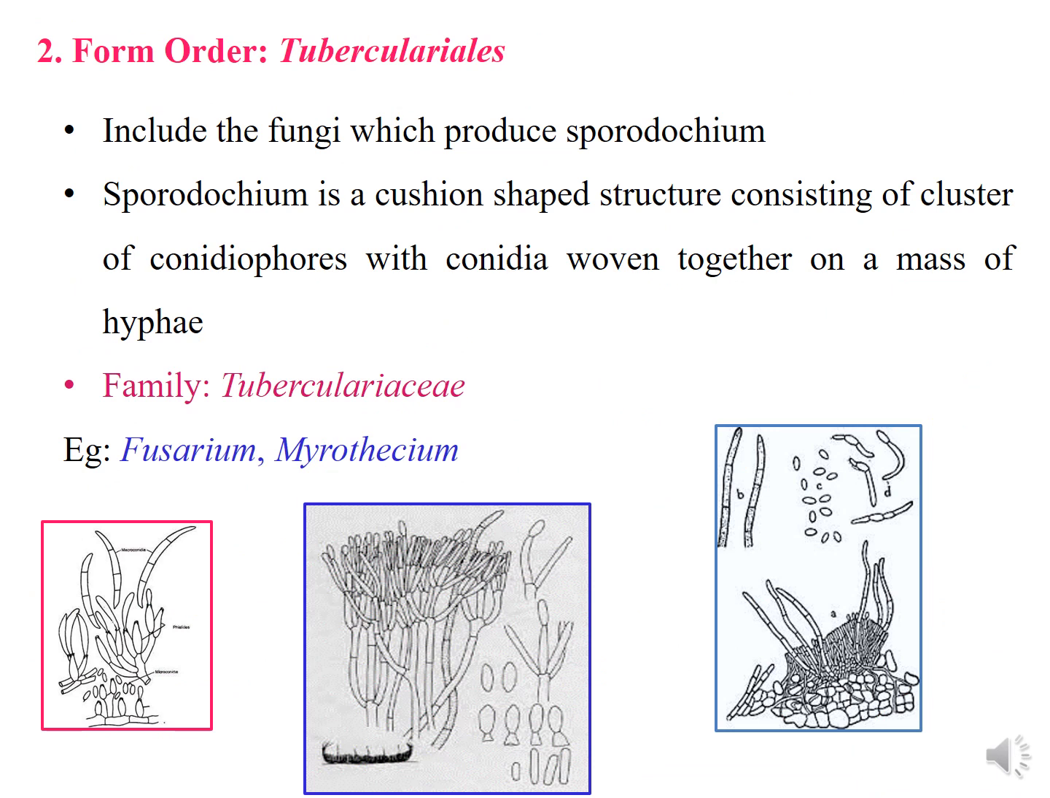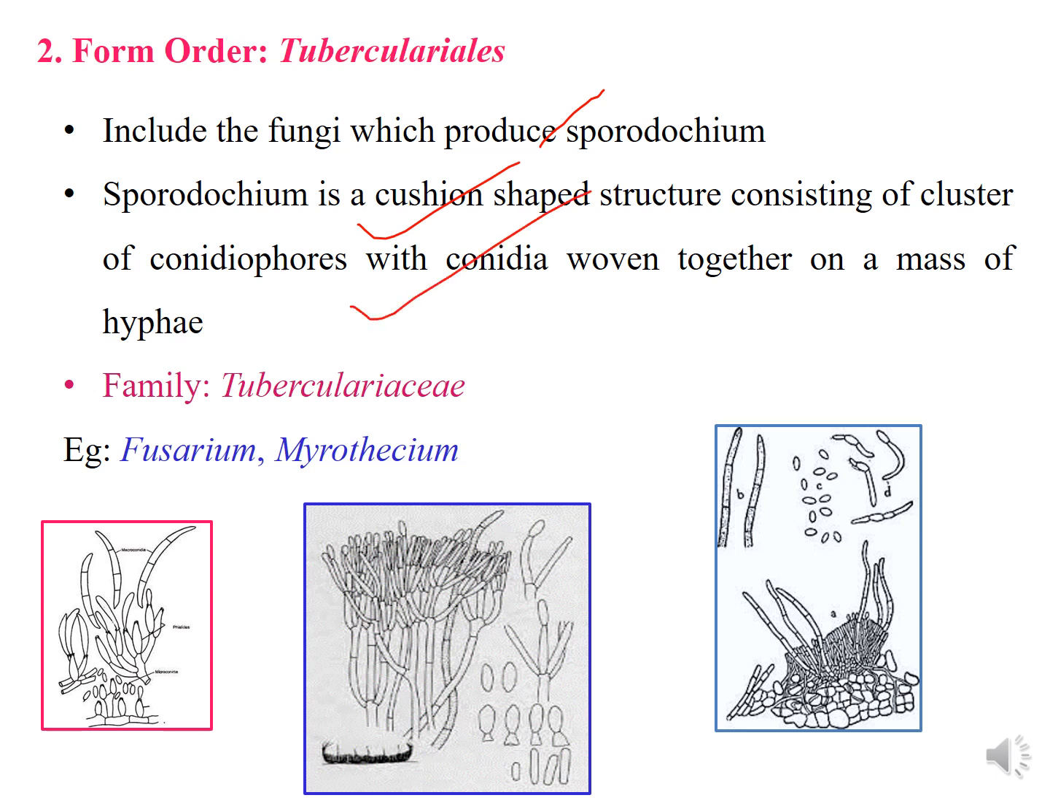And the form order, that is the second one, is the Tuberculariales. First we covered the form order Moniliales, that is Hyphomycetes, and coming to the second order Tuberculariales, it includes the fungi which produce the sporodochium. This sporodochium is a structure where conidiophores come together. That is, a sporodochium is a cushion shaped structure consisting of a cluster of conidiophores with conidia.